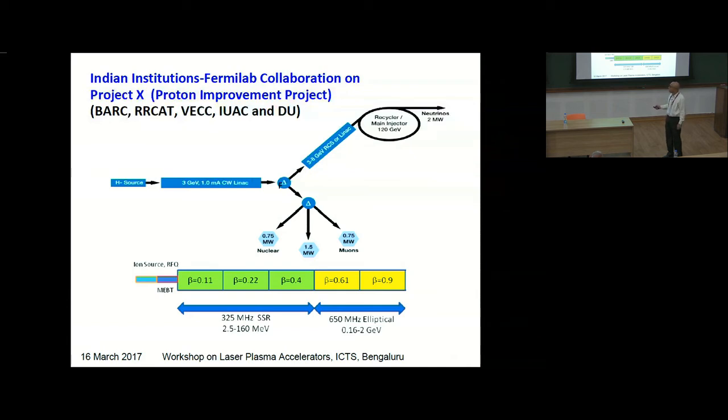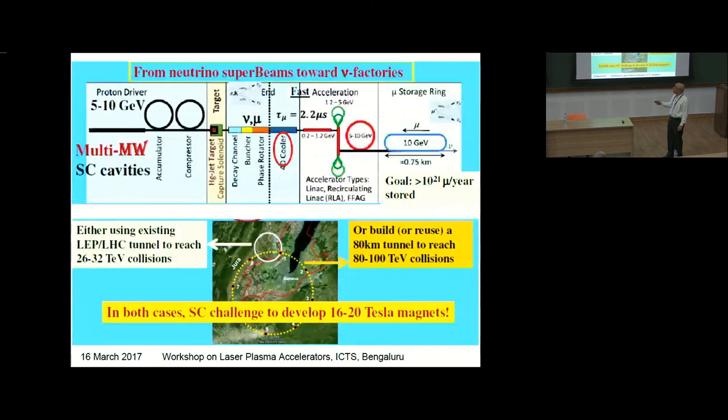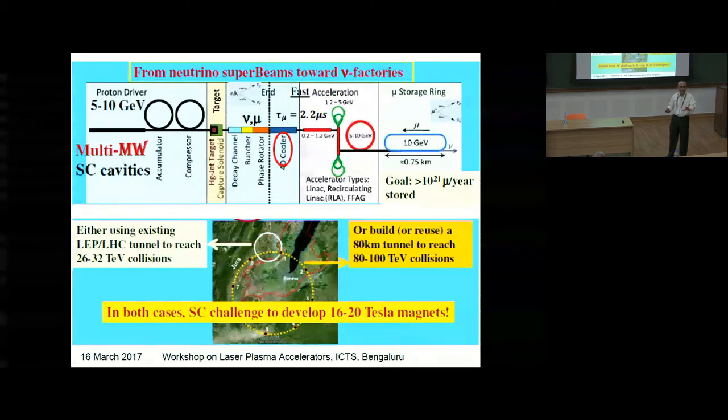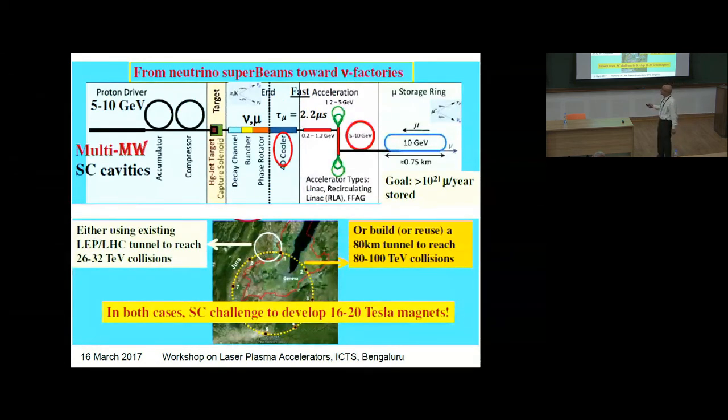Different types of cavities have been designed, and some of them have been made in India also. We have made some of the beta 0.22, beta 0.61, and beta 0.9 in collaboration in India. The other one, where people are just on paper, the ideas are coming, is multi-megawatt superconducting cavities for the muon and neutrinos.